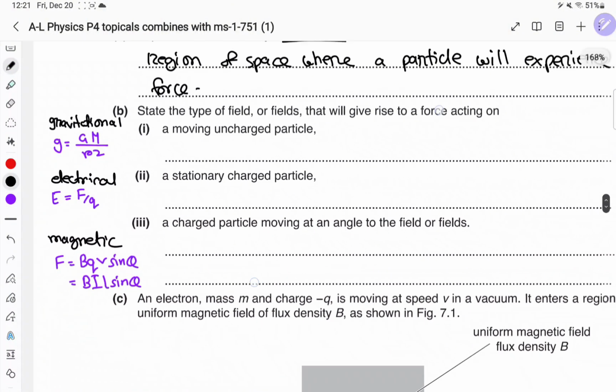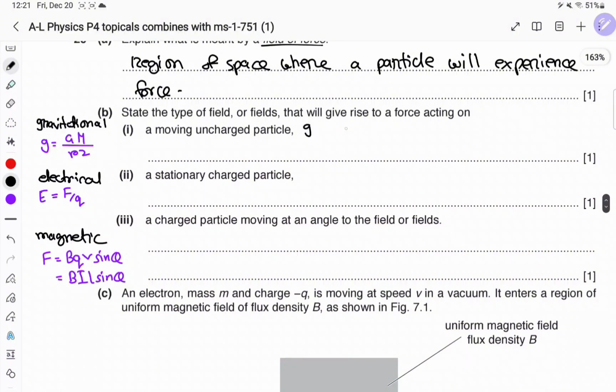Now let's come to deductions. We'll write G, E, M. State the type of fields that will give rise to a force acting on a moving uncharged particle.